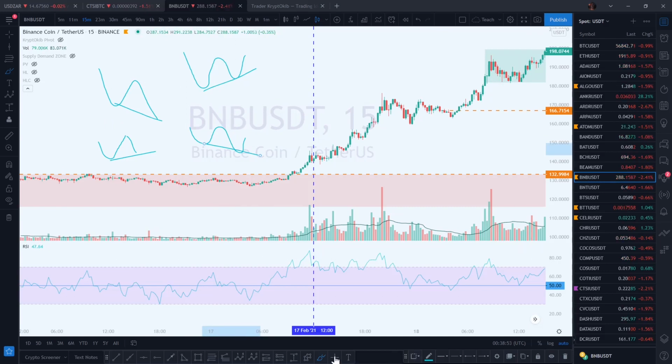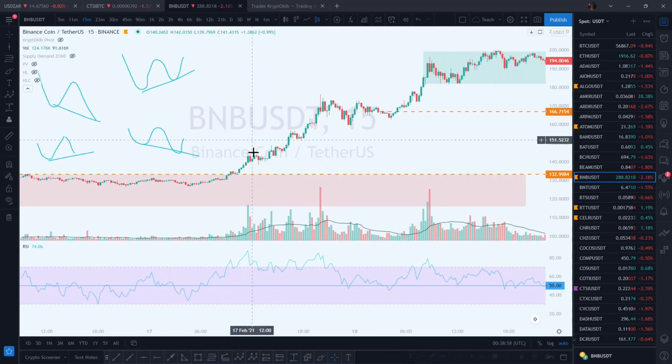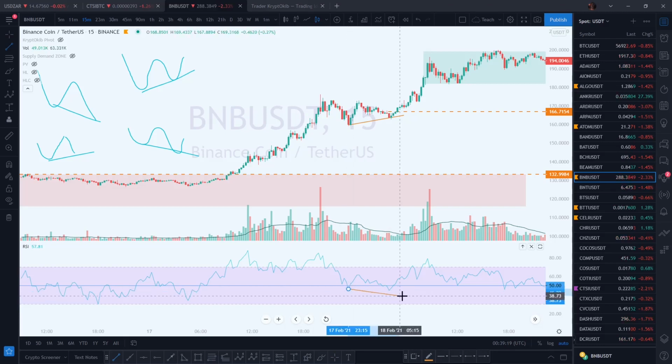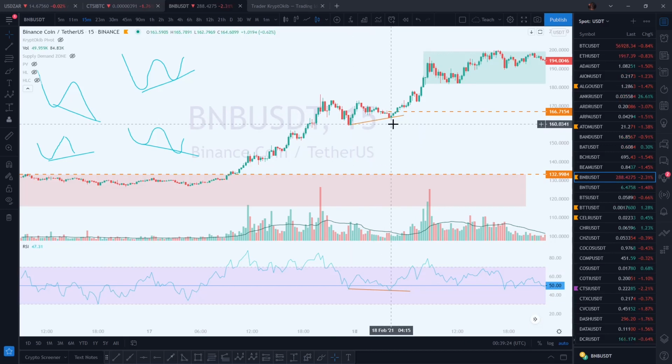I think I spotted one just now. Okay, so let's look at this. This is an example of a hidden divergence. As you can see, price was making higher lows here. Then what do we see on the indicator here? This low is this low, whereas this low is this low. So when we roll it, what do we see? We have a lower low on the indicator and a higher low on the price. So that is a hidden bullish divergence.